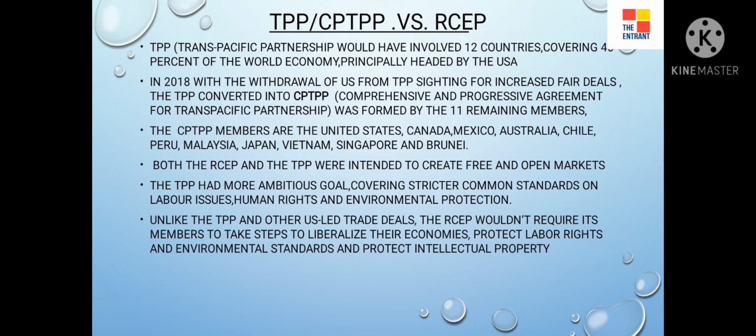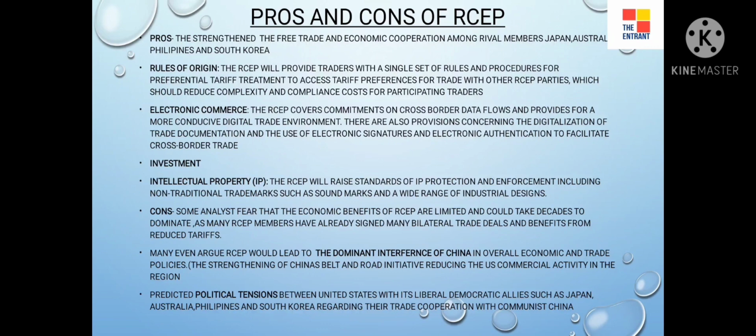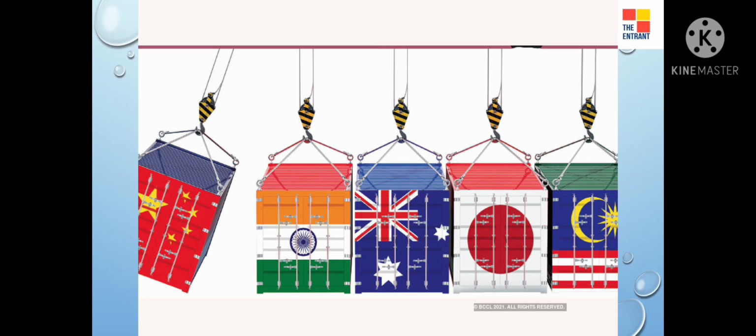And now we come to the next slide, that is the pros and cons of RCEP, the positives and negatives of being in RCEP. The positive sides include strengthened free trade and economic cooperation among rival members such as Japan, Australia, Philippines, and South Korea. The rules of origin means RCEP will provide traders with a single set of rules and procedures for preferential tariff treatment to access tariff preference for trade with other RCEP parties, which should reduce complexity and compliance cost for participating traders.